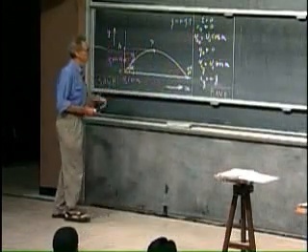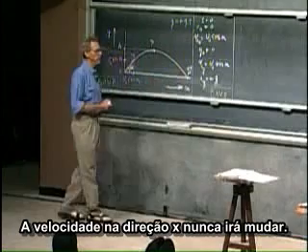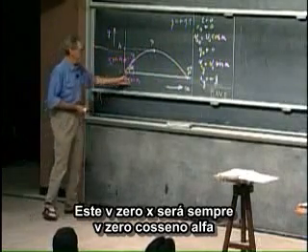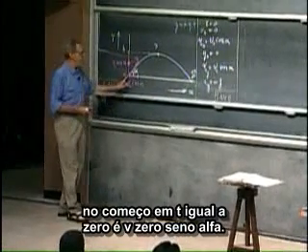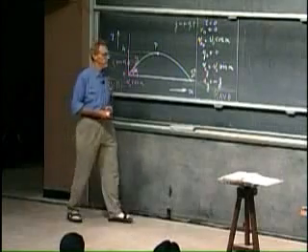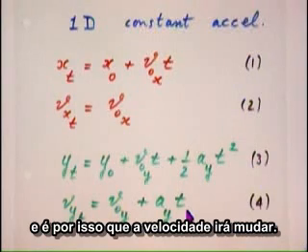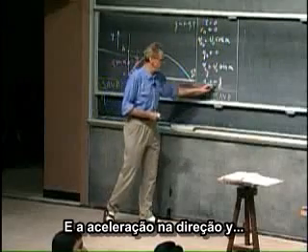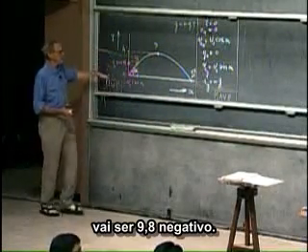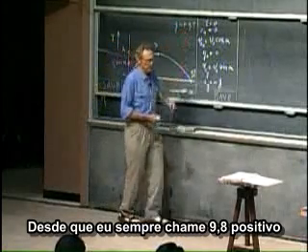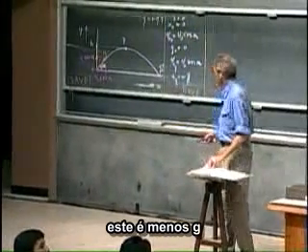For x0, I choose 0 arbitrarily, also for y0. The velocity in the x direction will never change. This v0x will always remain v0 cosine alpha. The velocity in the y direction, however, at t equals 0 is v0 sine alpha, and that one will change because there is this t, and that's why the velocity is going to change. And the acceleration in the y direction, since this is increasing value of y, is going to be negative 9.8. Since I always call g plus 9.8, this is minus g.